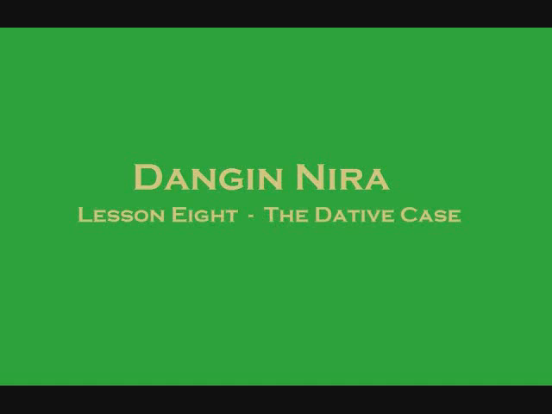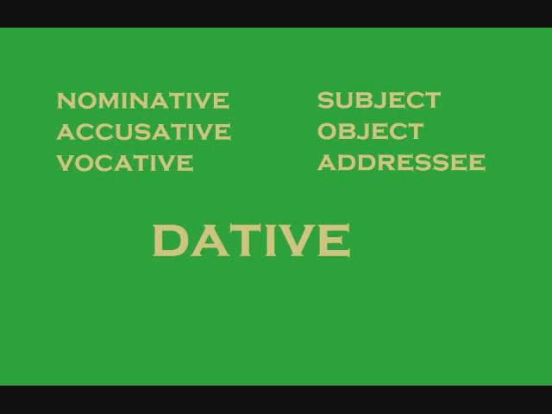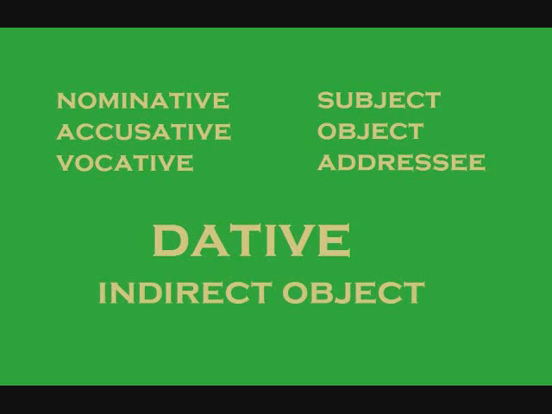Lesson 8. The dative case. You've been learning how to make longer and more complicated sentences, and in this lesson, you'll learn how to make them longer still. So far you've learned 3 cases: the nominative, which denotes the subject, the accusative, which denotes the object, and the vocative, which denotes the addressee. The next case you will learn is called the dative, and it denotes an indirect object.